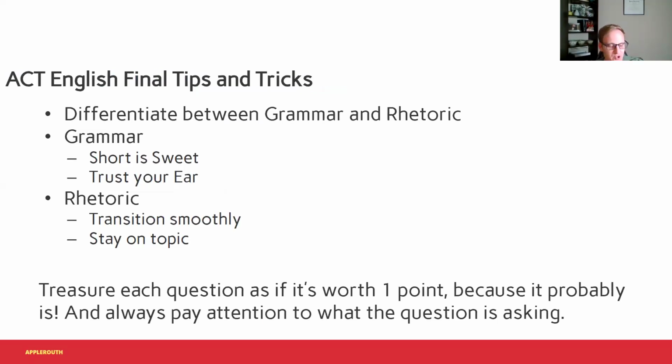Final tips for English before we jump into math. Differentiate between grammar and rhetoric. It's very obvious. Grammar questions have little punctuation or verbs or grammar rules. Rhetoric has a job for you to do. And then out of the 36 points, treasure each question as if it's worth a point on English, because it probably is, right? If you go 49 for 50, you probably are losing one of those points and getting a 35 or 34.